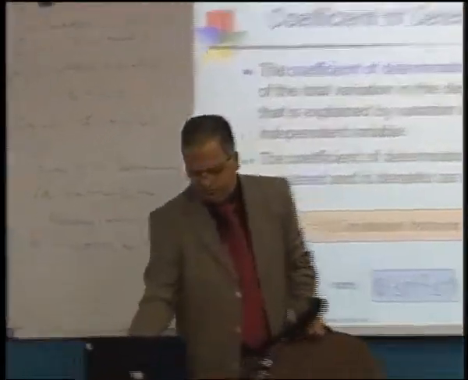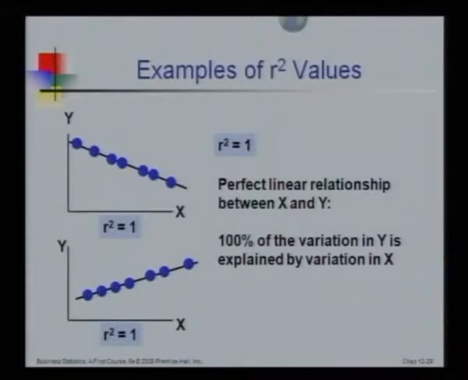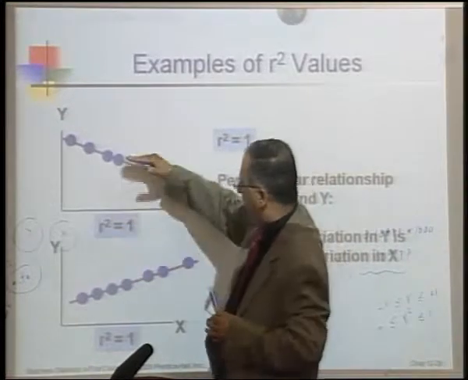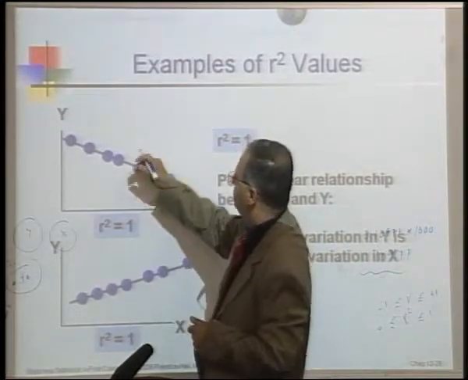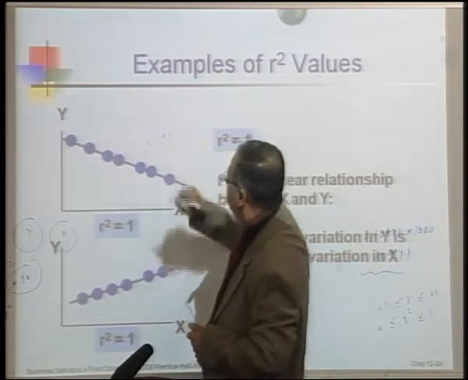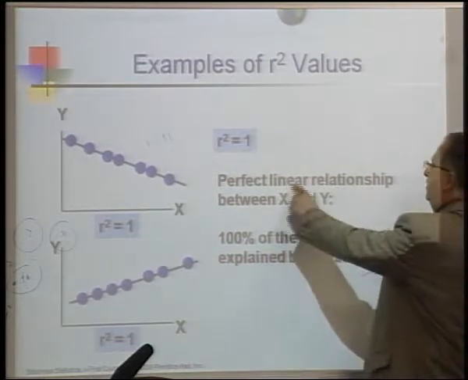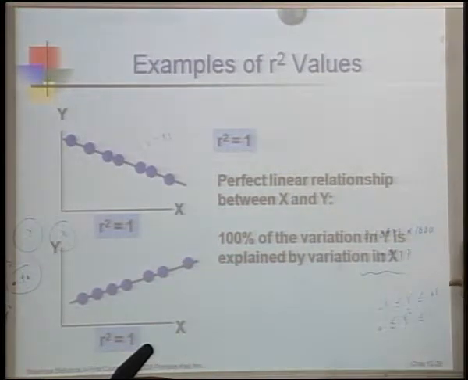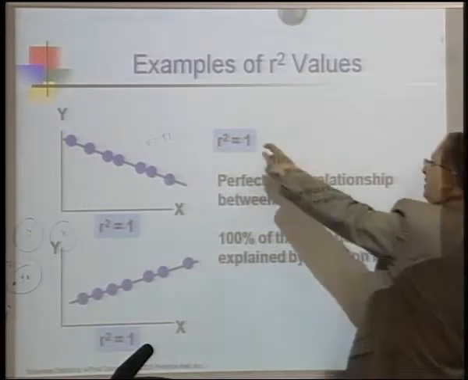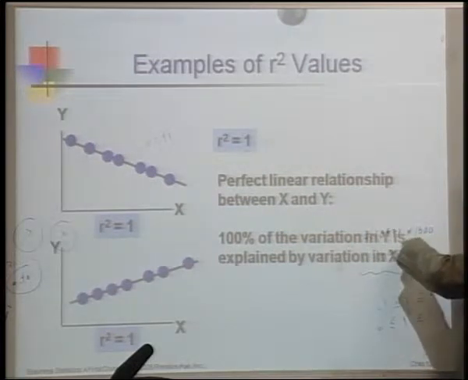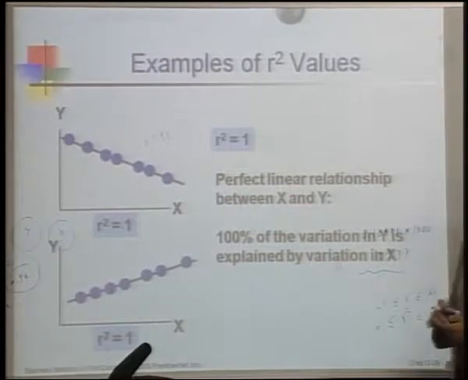For example, sometimes R square is 1. R square is 1 only happens if R is 1 or negative 1. So if there exists a perfect relationship, either negative or positive, I mean if R is plus 1 or negative 1, then R square is 1. That means a perfect linear relationship between Y and X. Now the value of 1 for R square means that 100% of the variation in Y is explained by variation in X.